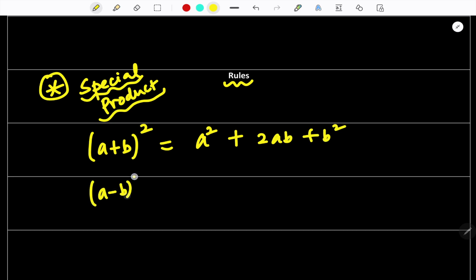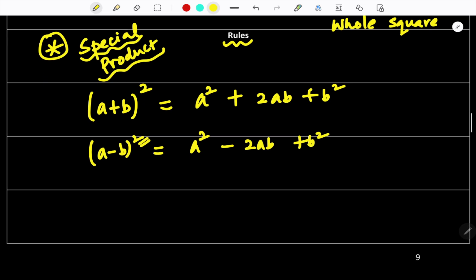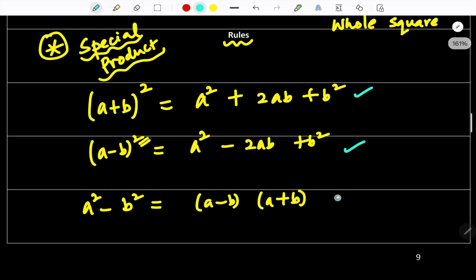The next rule you are going to study is a minus b whole square. You should read whole square. Whole means all together. So a square minus 2ab plus b square. And what is the next formula, teacher? A square minus b square is equal to a minus b times a plus b. All the three formulas are very important. So what is a plus b whole square? A square plus 2ab plus b square. What is a minus b whole square? A square minus 2ab plus b square. What is a square minus b square? A minus b times a plus b.